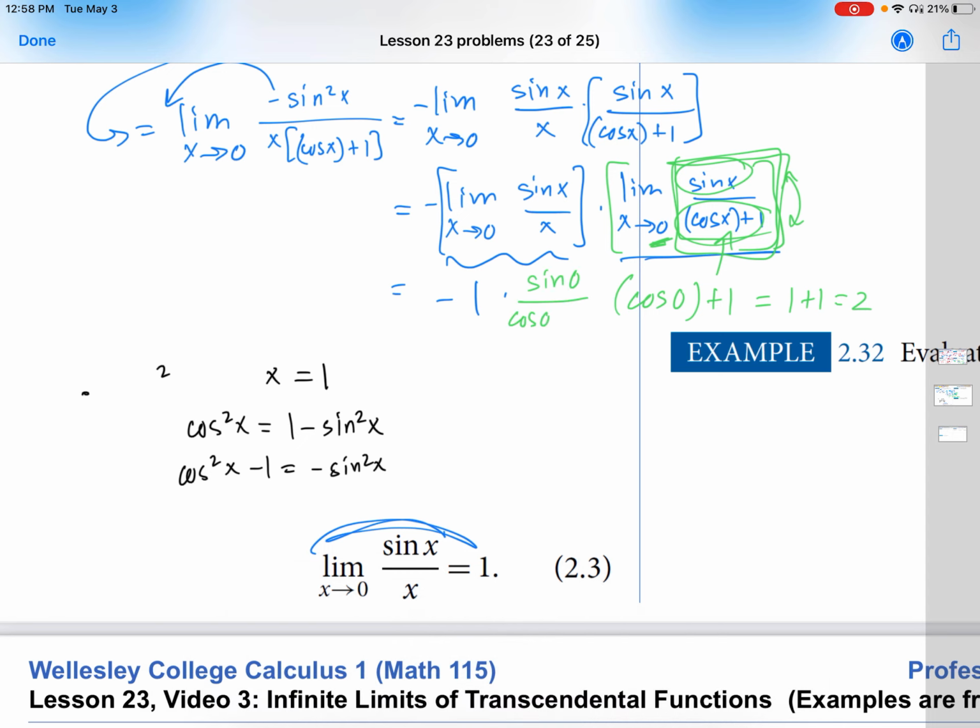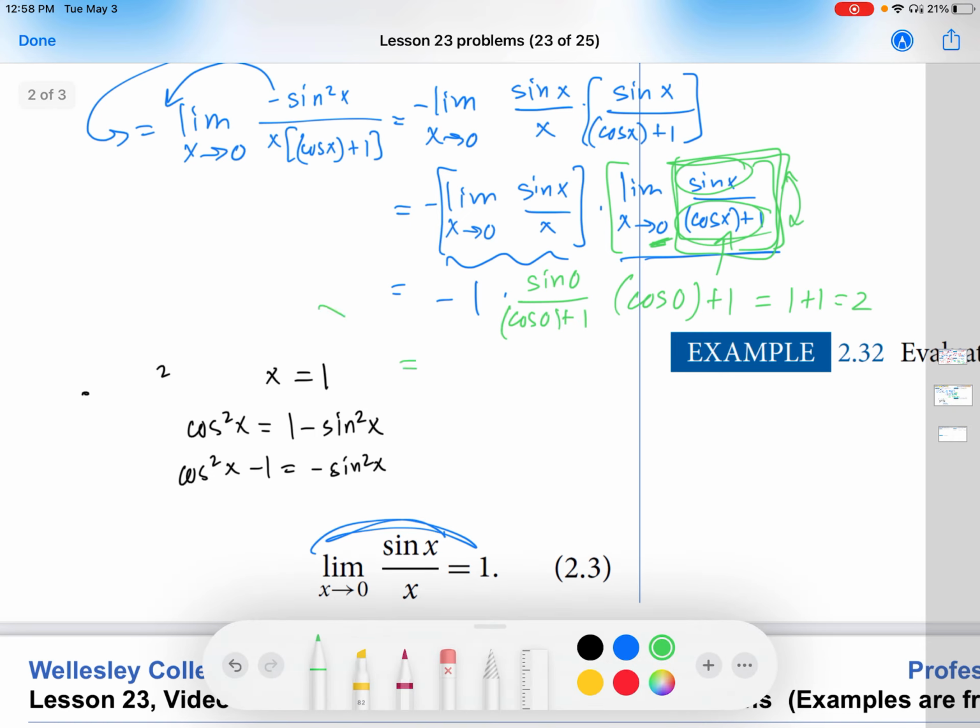So the limit is this. And then now I continue calculating here. And you can see that things are going to work out very nicely because sine of 0 is 0. And then the denominator we just calculated is 2. So I get minus 1 times 0 over 2, which is 0. Once again, we get a 0. 0 is a popular answer for limits.